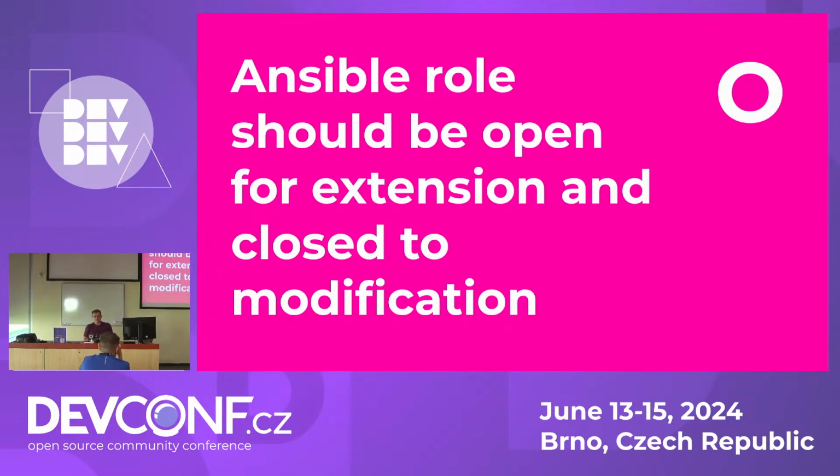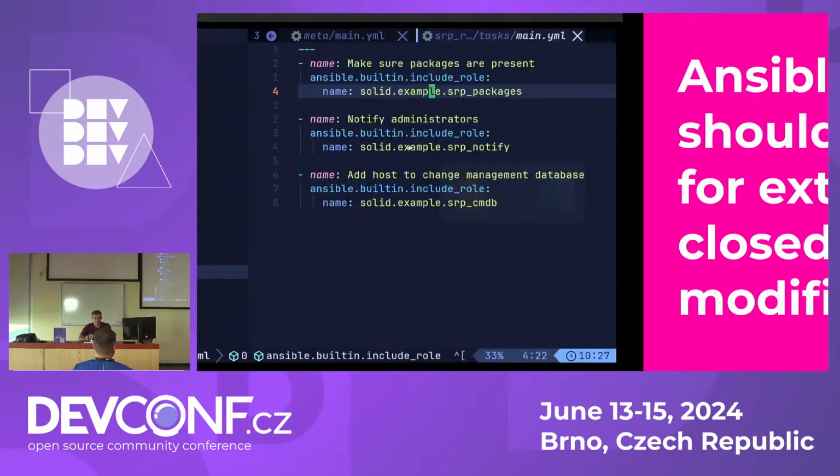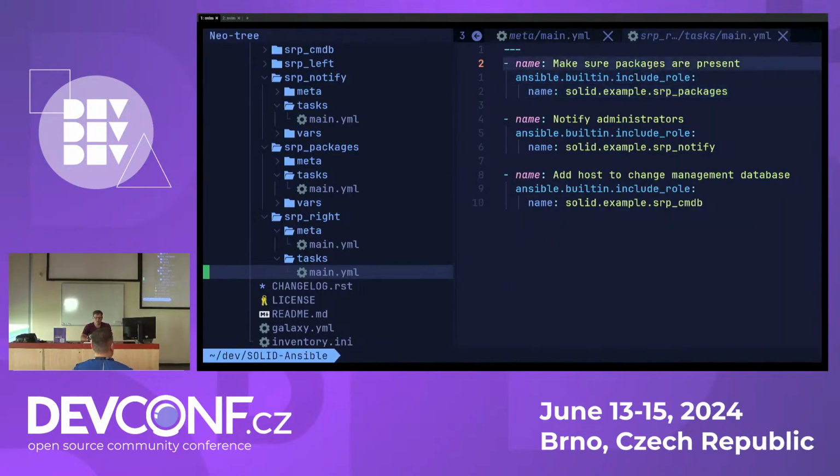An Ansible role should be open for extension and closed for modification. This is, I think, a very important principle. Again, when we develop a role, we don't develop it just for one operating system, just for one version. We try to implement a role in a way that it can work on any host in our landscape. So that of course includes a lot of versions, operating systems, and so on.